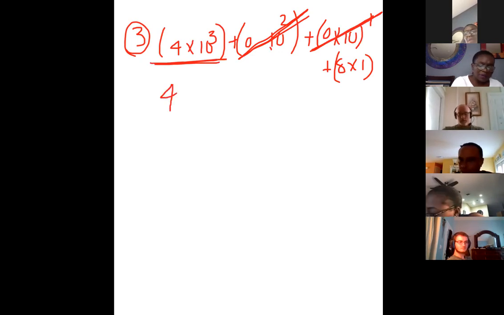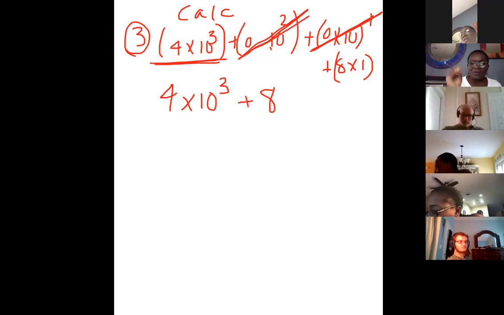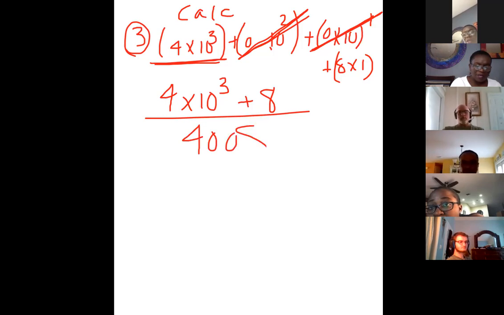So on your calculator, you would simply type 4 times 10 raised to the third power plus 8, and that will give you your answer. Just type this into your calculator, guys. This is a calculator question. They give you the expanded form, and you have to condense it to a Hindu-Arabic number. Just type it into your calculator, let the calculator do it for you. This is very straightforward, okay? So this one will turn out to be 4,008.